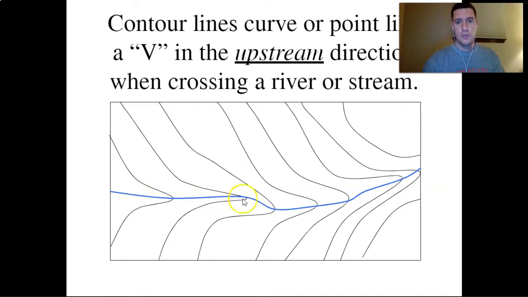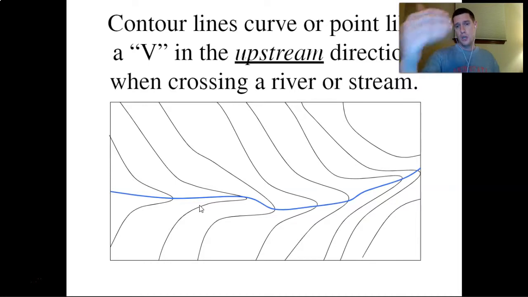The tips of the V's are pointing uphill this way, which means uphill is that way. Water flows downhill. So the water is flowing in the opposite direction that the V's are pointing. The tips of the V's point uphill. Your change in elevation upward is that way. But the water doesn't go uphill. It goes this way. It goes downhill. You've got to keep that part straight.